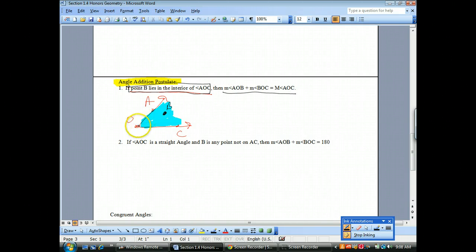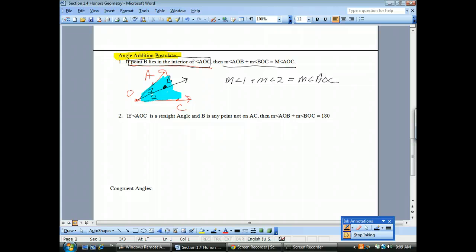Okay? So, if we draw a ray through that, then this is angle 1 and angle 2. So measure of angle AOB plus measure of angle BOC must equal measure of angle AOC. Okay? Or we could say measure of angle 1 plus measure of angle 2 has to equal measure of angle AOC. That is another way to say that. But notice again that B must be inside the angle.